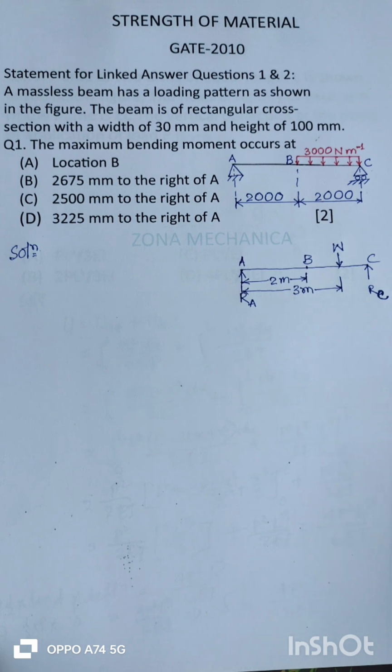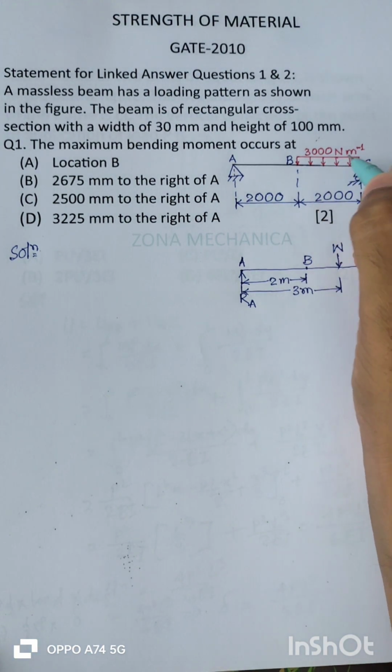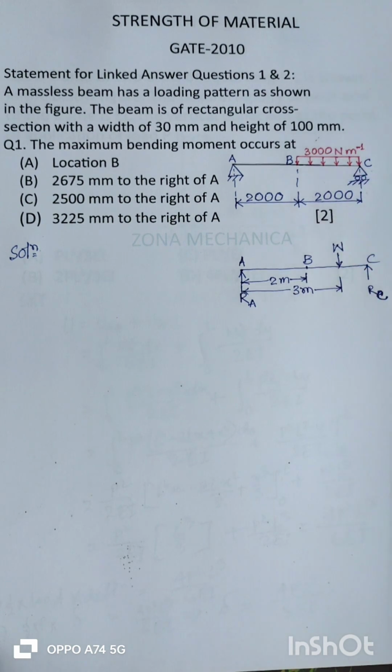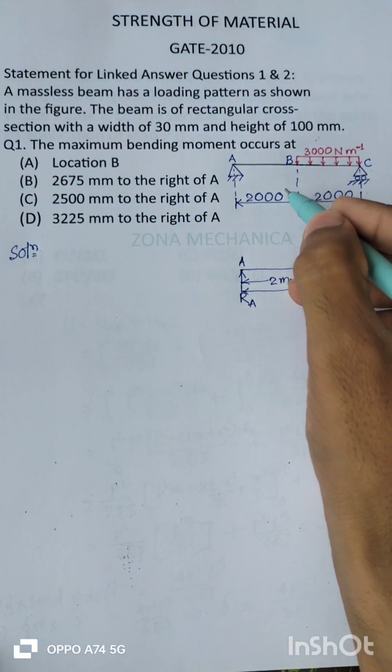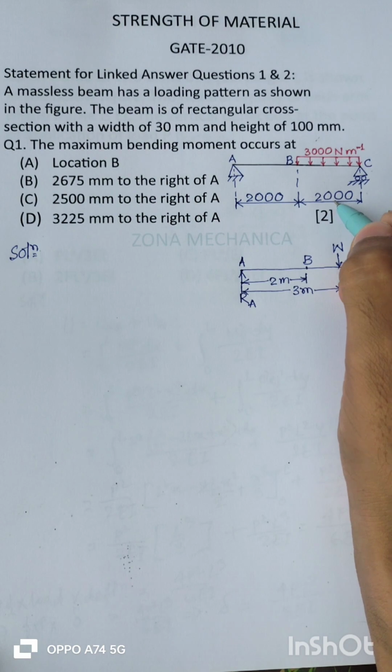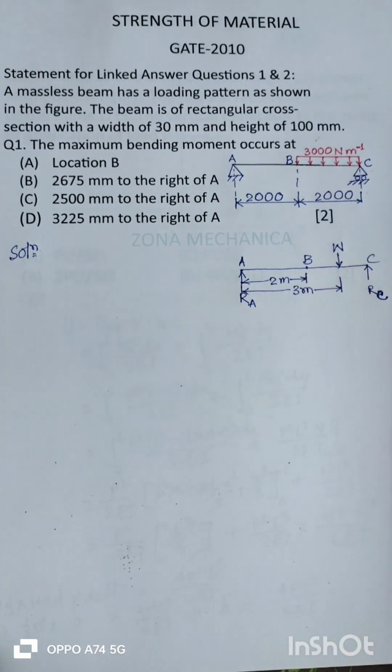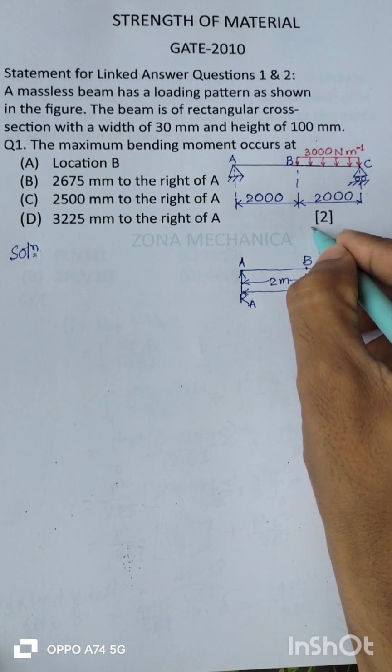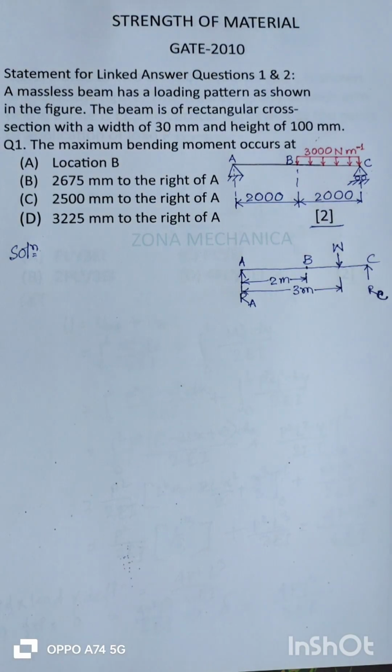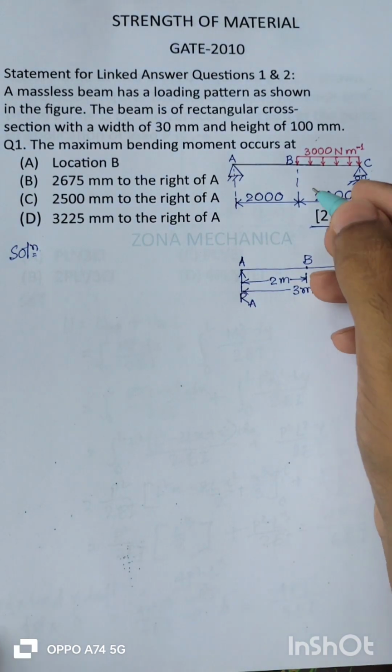Well, as you can see in this figure, this is the beam, and it is loaded at half portion with a UDL of 3000 Newton per meter, and the entire span is 4000 millimeters, that is 4 meters. And this figure at the margin indicates the weightage of the question, that is 2 marks.